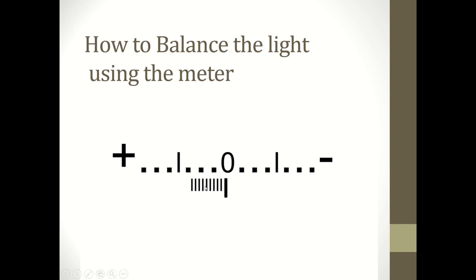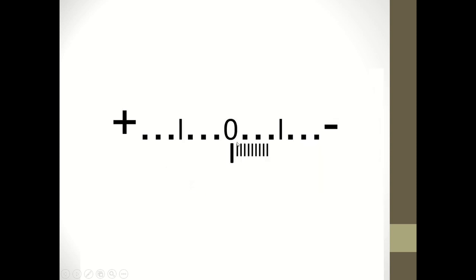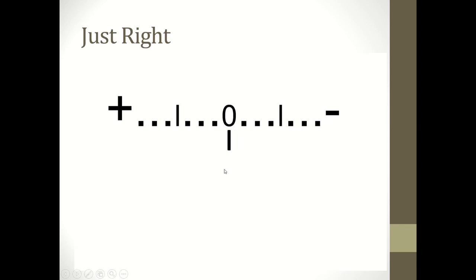I need to raise my shutter speed. I need to close up my aperture. Or maybe I see the opposite situation where all these lines are heading towards the minus sign. So minus, minus. Too dark, not enough light is coming into the camera. We need to add light, so we can slow down the shutter, open the aperture, and balance those two out. We want to get somewhere in the middle.